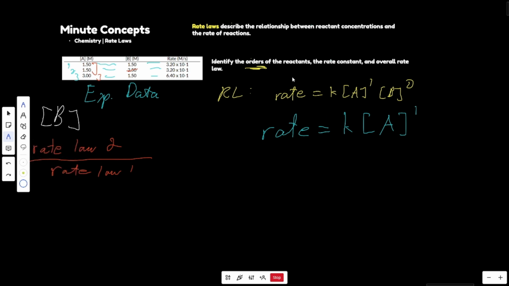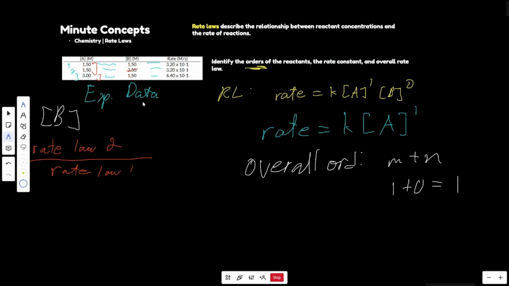Now, how about the overall order? It's not asked here, but the overall order of a reaction is given by M plus N. Actually, it's not just N, because sometimes you'll have 3 reactants, or 4 maybe. But basically, it's just the sum of all of the exponents. So in this case, it's 1 plus 0. So the overall order of the reaction is first order. Alright, so now how does a first order reaction go?